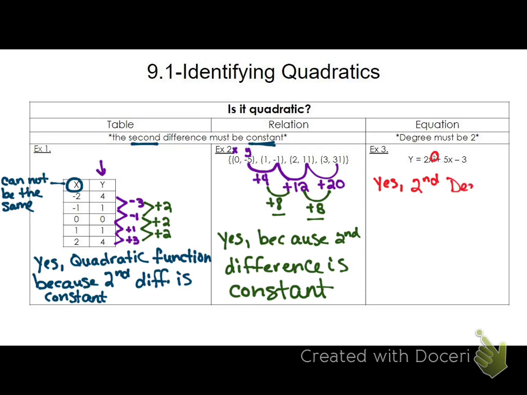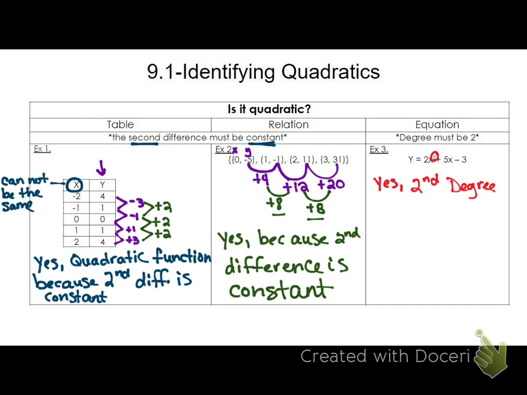So if you guys remembered from Unit 7, when I talked about polynomials, we talked about the different degrees. If it's to the second degree, it's quadratic. If it's to the first degree, it's linear. If it's to the third degree, it's cubic. Okay? We're just focusing on quadratic to the second degree. Okay? All right. You all have this down?